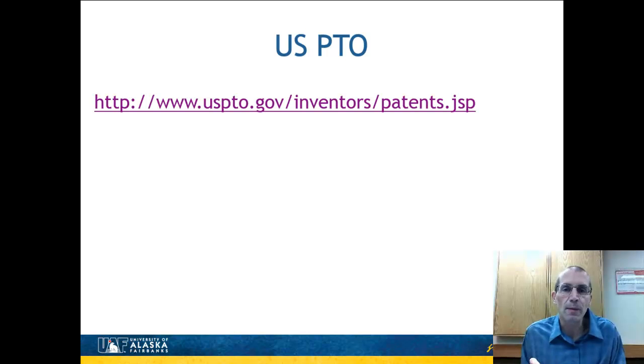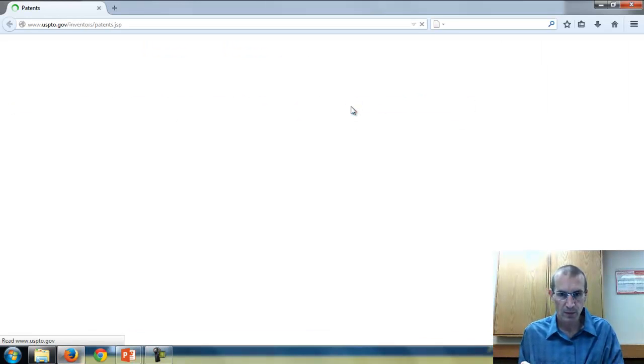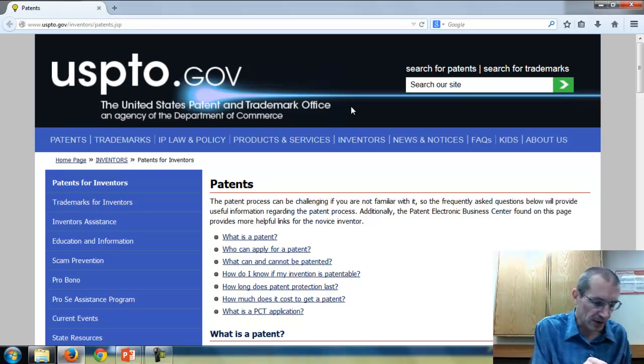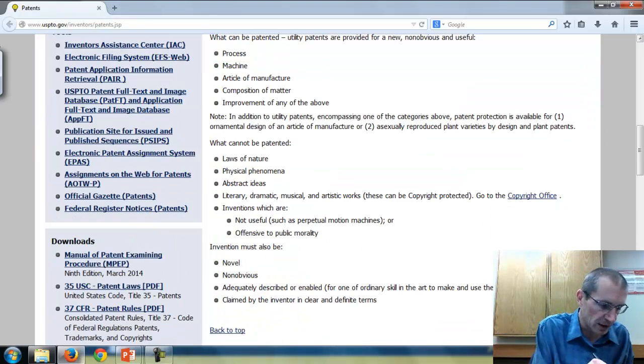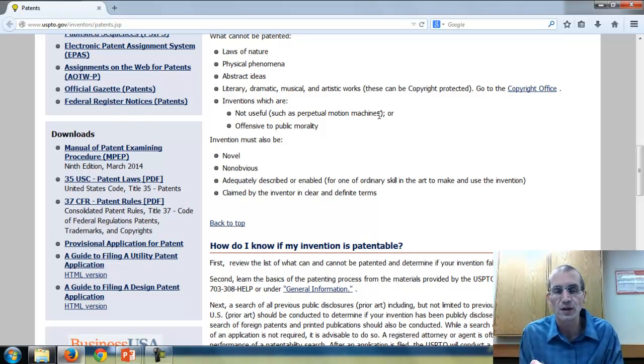Well, what's interesting about perpetual motion machines is that the United States Patent and Trademark Office will not patent perpetual motion machines. In fact, let's go to their website. And here's their website, and if I scroll down a little bit, you'll realize right about here, inventions which you cannot do, and one of them is perpetual motion machines. They will not accept a patent for a perpetual motion machine. So if you violate the first or second laws of thermodynamics in your patent application, they will not grant you a patent.